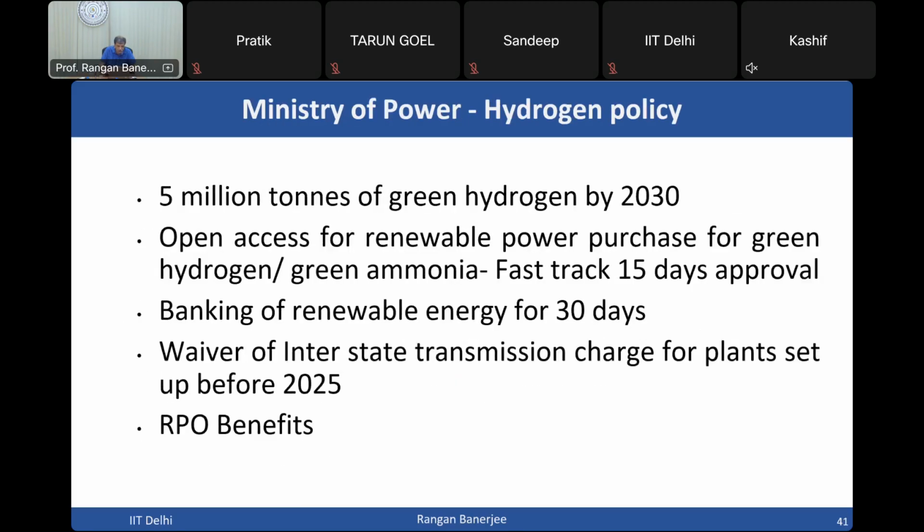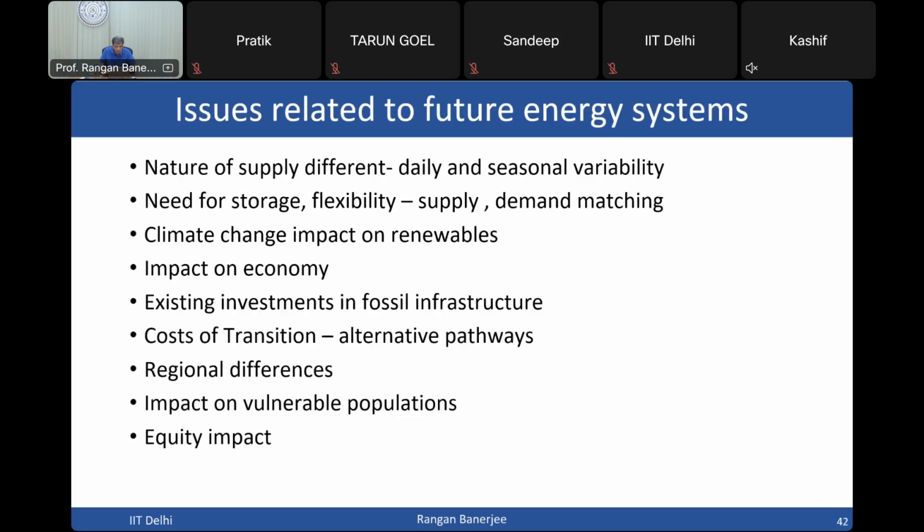There's also a hydrogen corporate fund. The target is to have 5 million tons of green hydrogen by 2030, open access for renewable purchase for green hydrogen, banking of renewable energy, waiver of interstate transmission charges, and some RPO benefits.